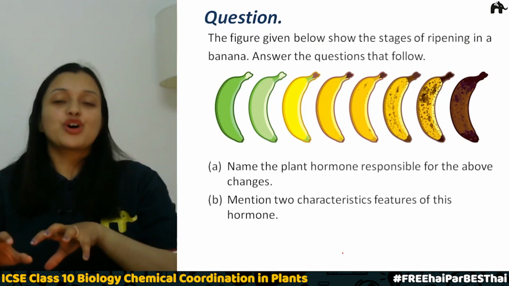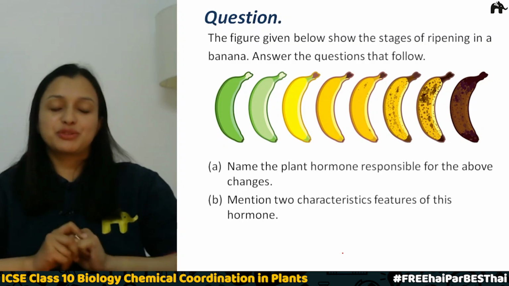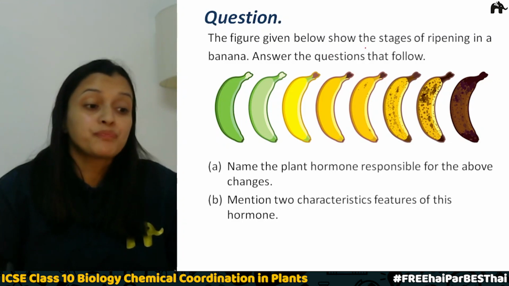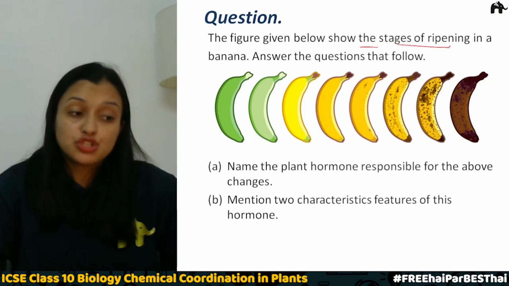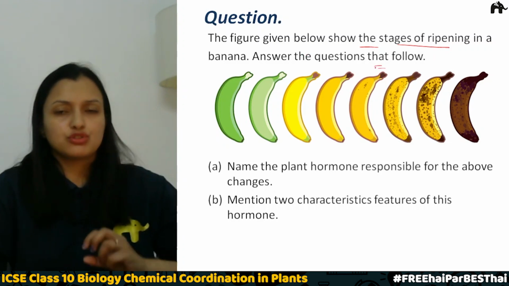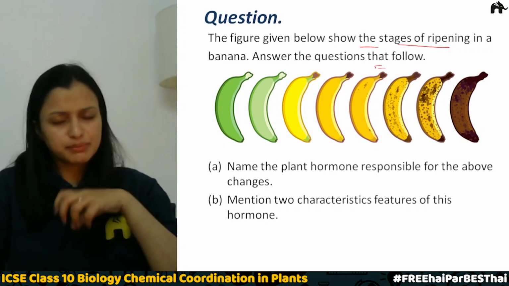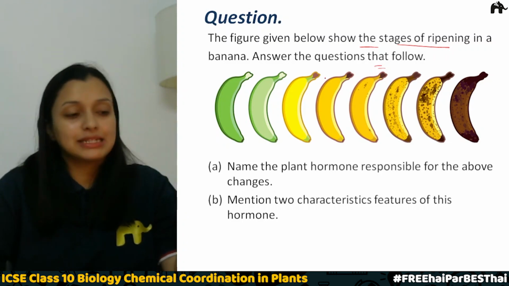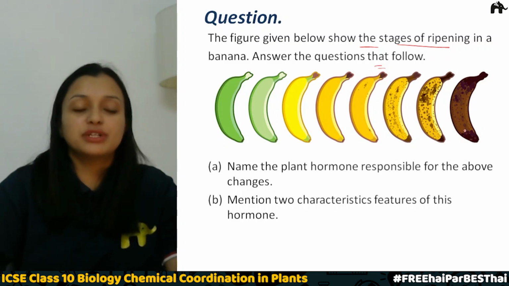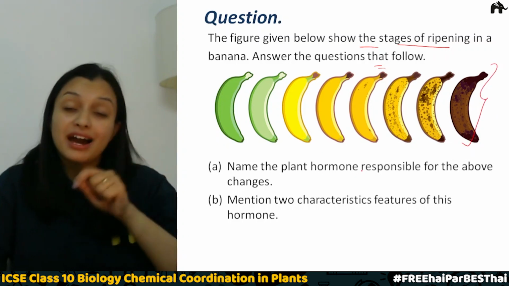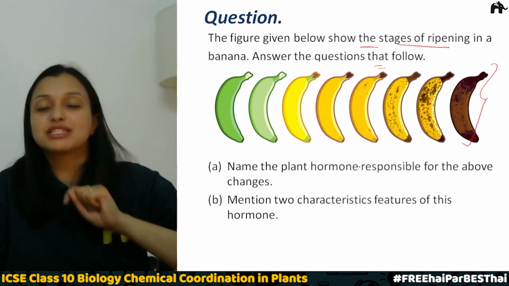Now let us talk about some questions from this particular chapter. The first question is: the figure shown below shows stages of ripening of bananas. Answer the questions that follow. You must have observed a banana. You bring a green banana from the market, and if you keep it for a few days, it will turn like this, right? Name the plant hormone which is responsible for the above.